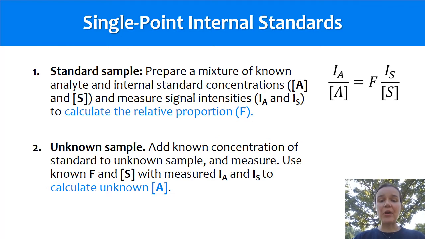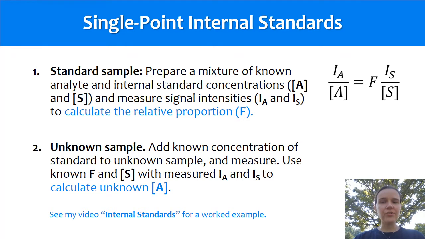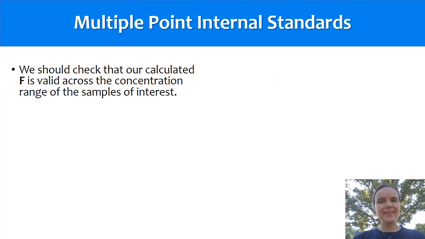Step 2, now you can have an unknown sample. To that unknown, you still have to add the known concentration of standard. You're going to measure its sample. Now you're going to have that measured intensity of analyte and intensity of standard. You're going to have the known response factor from step 1 and the known concentration of standard you added. And now with that unknown, your task is to calculate the unknown concentration of analyte.